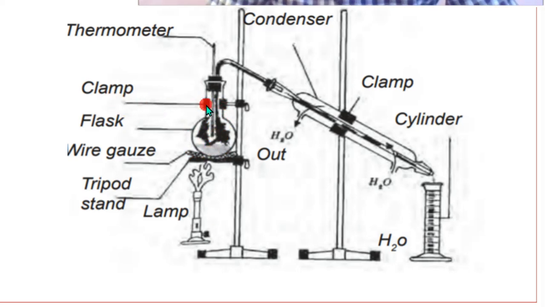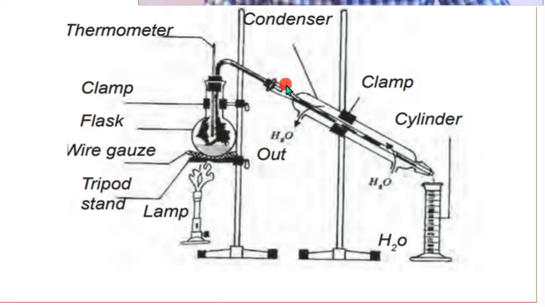Clamp. This clamp helps to hold the round bottom flask during distillation. And here you can see the thermometer. What is the function of the thermometer? The thermometer measures the temperature of the materials or the mixture present inside the round bottom flask.